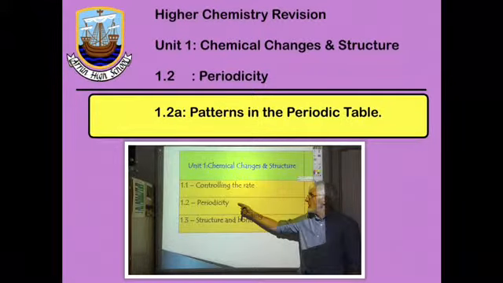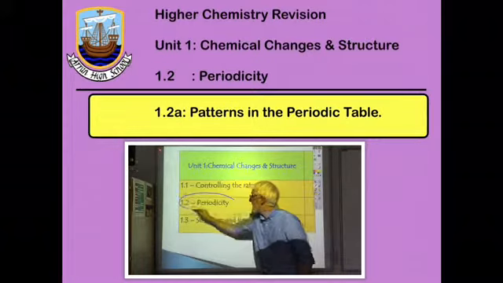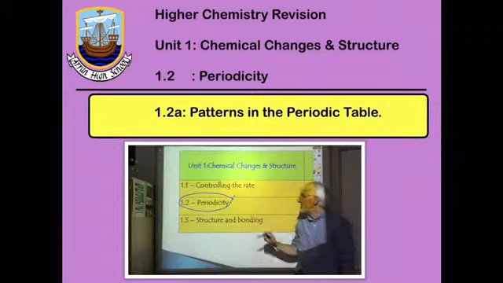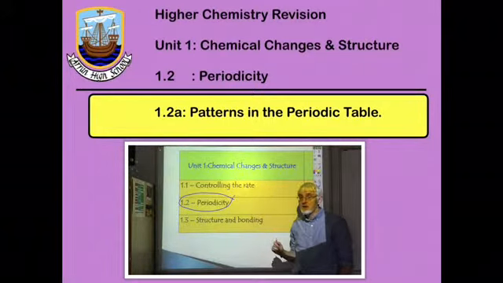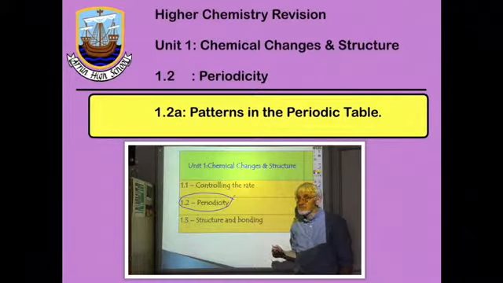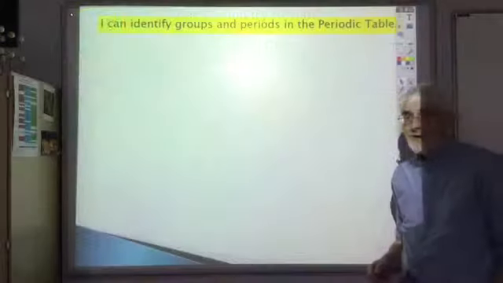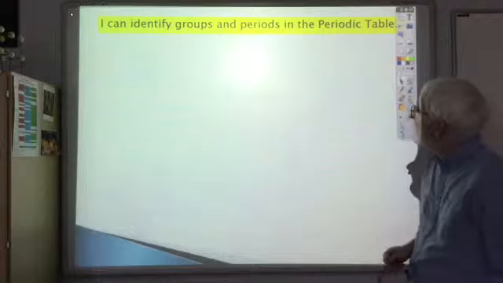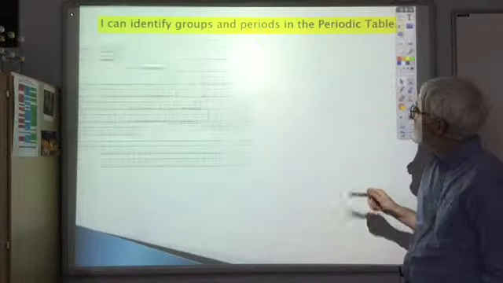We're now going to move on to section 1.2, and we're going to look at the learning outcomes associated with periodicity within the periodic table. The first learning outcome states that I can identify groups and periods in the periodic table.